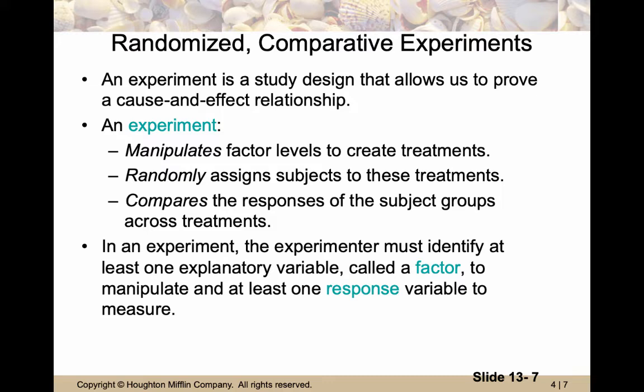In an experiment, the experimenter must identify at least one explanatory variable, called a factor, to manipulate, and at least one response variable to measure. So whatever you think is going to cause the change is the explanatory variable. Whatever you think is going to be changed is the response variable.